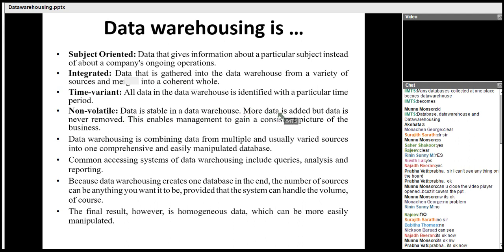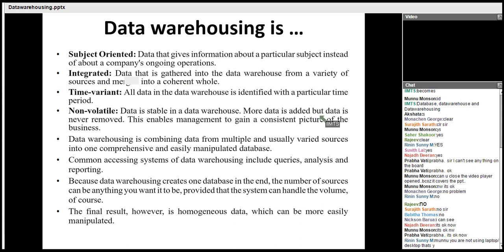Data is stable in a data warehouse. More data is added, but data is never removed. This enables management to gain a consistent picture of the business. A data warehouse combines data from multiple and usually varied sources into one comprehensive and easily manipulated database. Common accessing systems of a data warehouse include queries, analysis and reporting. Because data warehousing creates one database in the end, the number of sources can be anything you want it to be, provided the system can handle the volume of course. The final result, however, is homogeneous data which can be more easily manipulated.